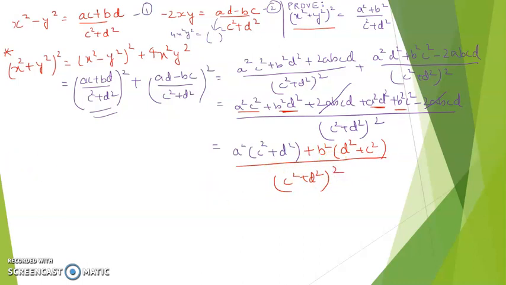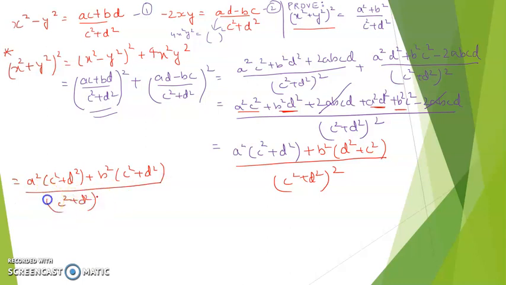So I am writing this equation here. This is equal to, students, a square c square plus d square plus b square c square plus d square. I can rewrite this d square plus c square as c square plus d square, it does not make any difference, upon c square plus d square whole square.